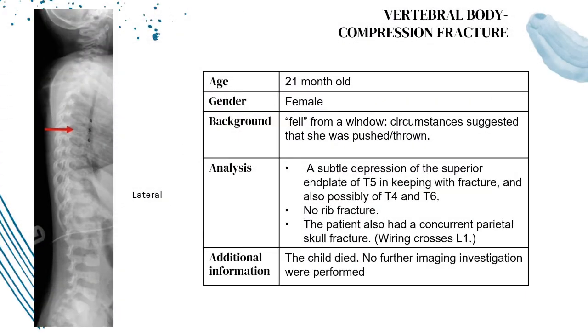The next case, we're going to look into the vertebral body, which is a compression fracture. This case is from a 20-month-old female infant that fell from a window, but the circumstances suggested that she was pushed down or thrown out of the window. The analysis showed a subtle depression of the superior end plate of T5 in keeping with fracture, and also possibly of T4 and T6, as we can see from the radiograph. There is no rib fracture, and the patient also has concurrent parietal skull fractures. Sad news: the additional information is that the child died from this incident.